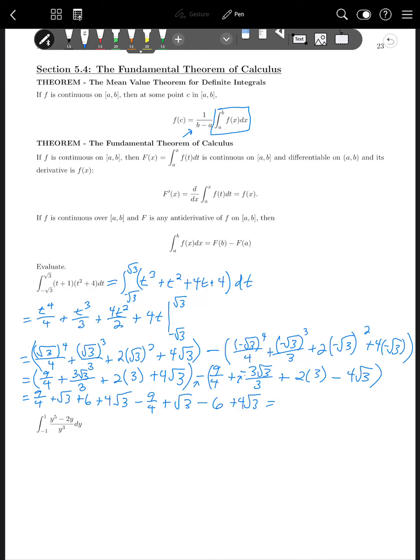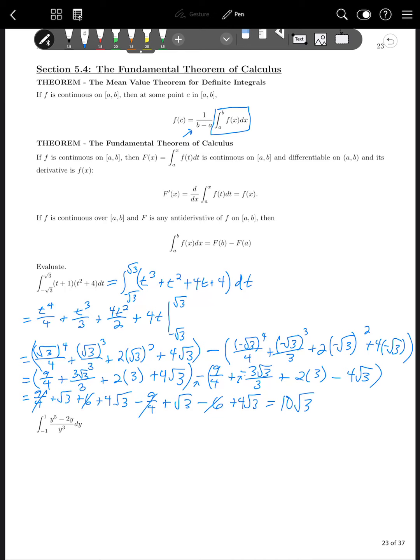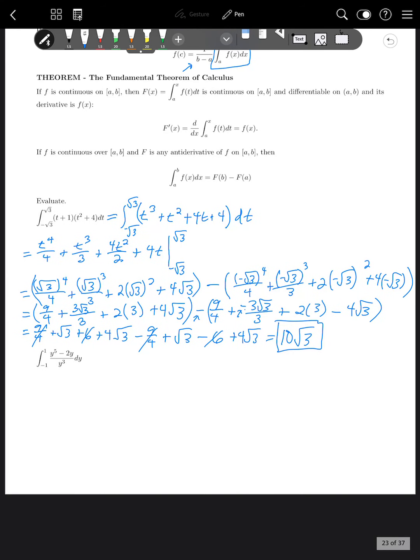And then we combine like terms. So 9/4 cancels with negative 9/4, 6 cancels with negative 6, and now I've got root 3 plus 4 root 3 plus root 3 plus 4 root 3 is 10 root 3. Because I've got 1 root 3 plus 4 root 3 is 5 root 3 plus another root 3 is 6 root 3s plus 4 more root 3s is 10 root 3. And so there is the definite integral of this function. So finding definite integrals really is just going to be about finding antiderivatives and then plugging values into that antiderivative.